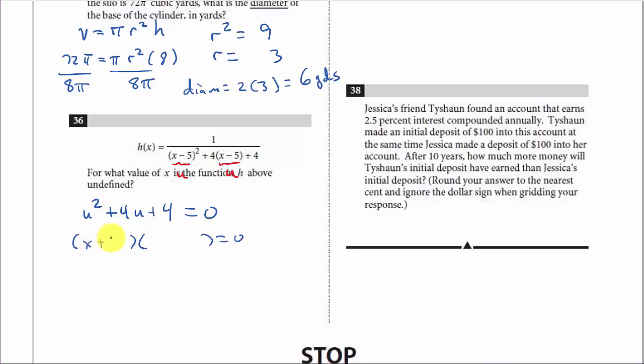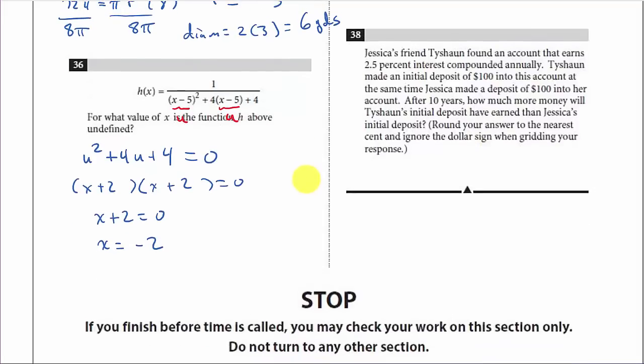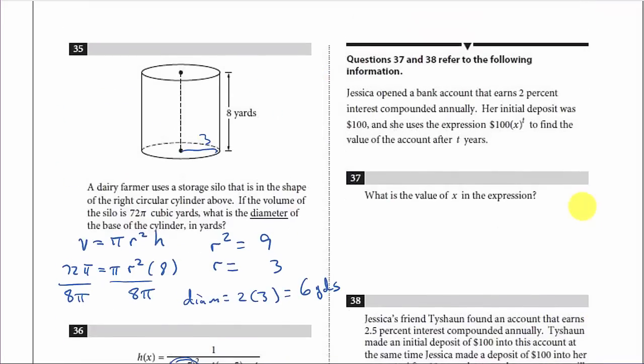So if we factor this, that's u plus 2, u plus 2. They're the same, so we just take one of them and set it equal to 0. I'm sorry, I don't know why I'm putting x. It should be u, I'm in terms of u. So u equals negative 2. Well, that's what u needs to be, but what is u? Well, u is x minus 5. So x minus 5 equals negative 2. Add 5 to both sides, I get x equals 3.